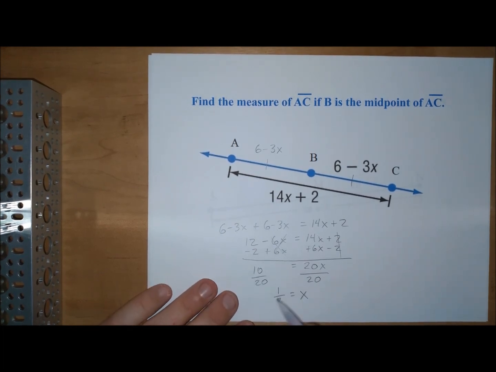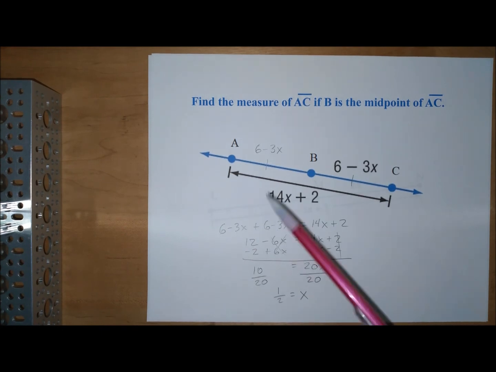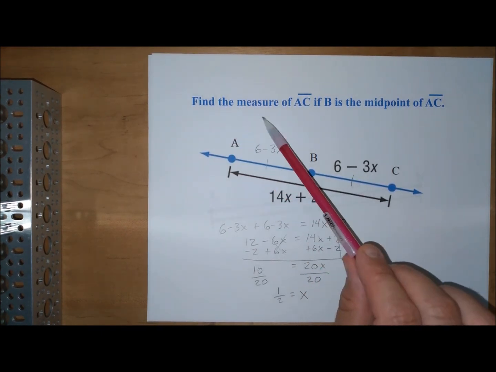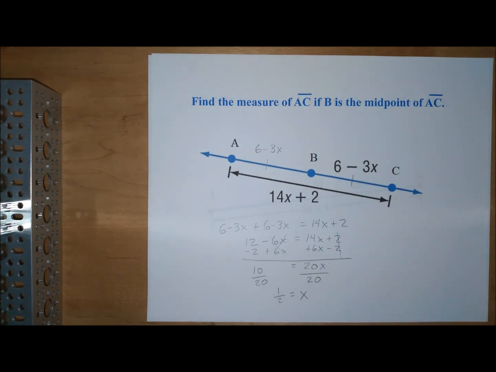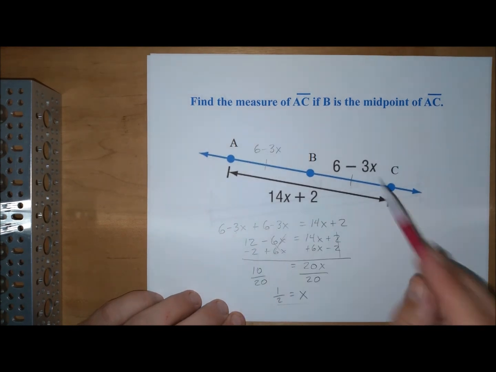Okay, before you circle that answer and move on, what should you do? Read the question one more time. Find the measure of AC. Okay, we didn't do that. No, we found x. Can we find AC now?